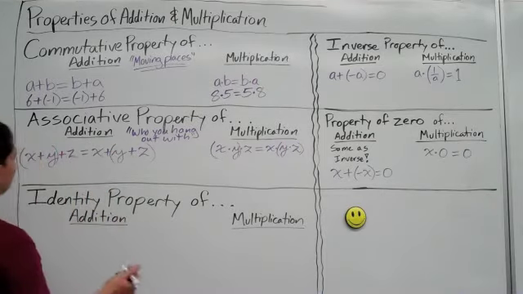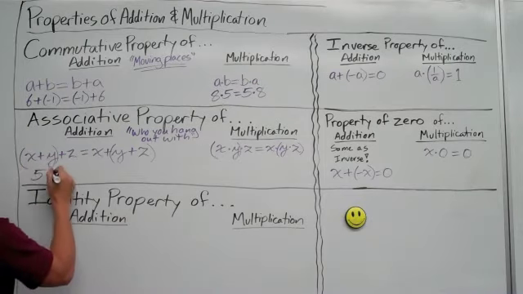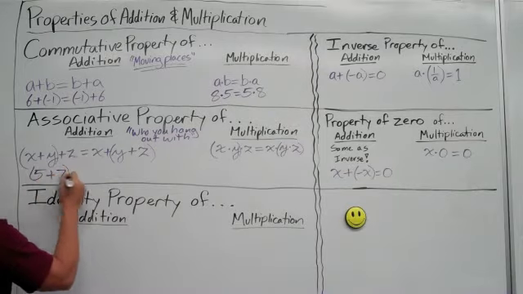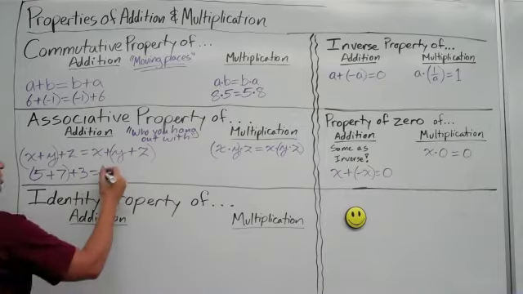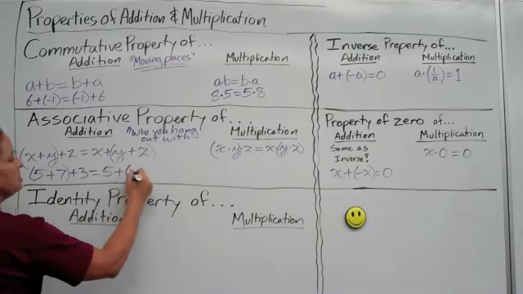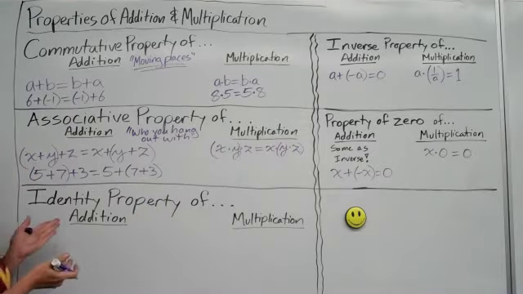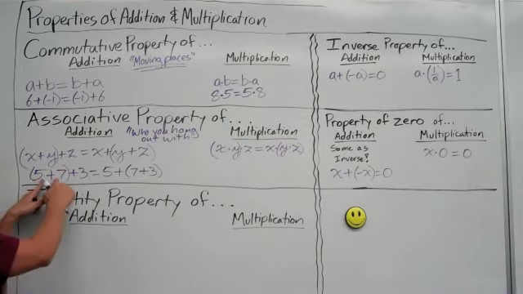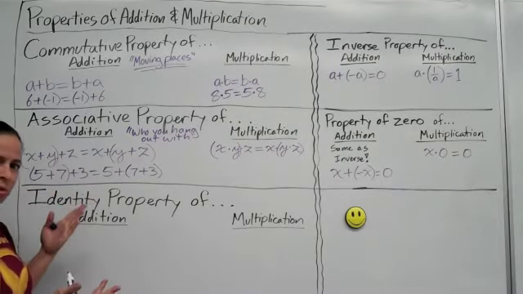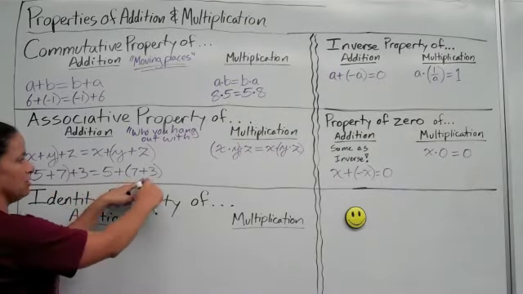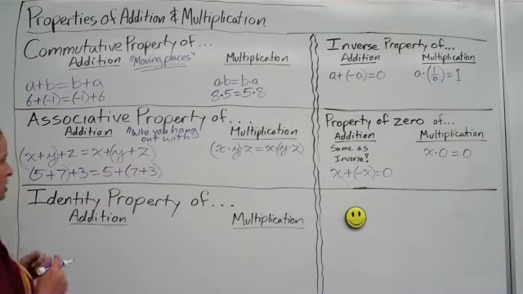Let's try it with a number. If I had 5 plus 7 plus 3, if I keep this in the same exact order, 5 plus, and then just change the grouping to 7 plus 3, the answer is exactly the same. I could add this first and get 12 plus 3 is 15, but a lot of times we like to make groups of 10 first, so 7 and 3 is 10, and then add 5 second. Same answer, we still get 15.